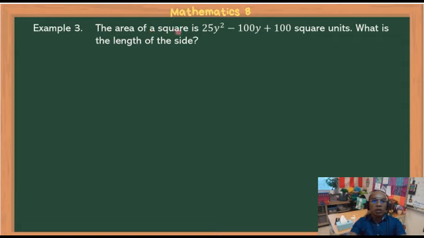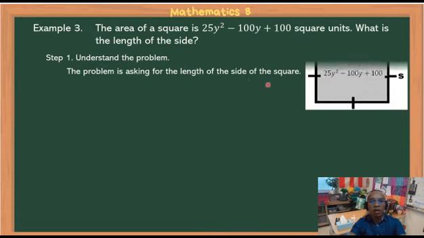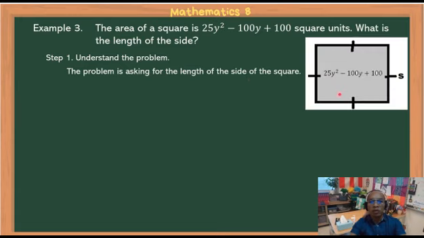The area of a square is 25y squared minus 100y plus 100 square units. So what is the length of the side of the square? This problem is asking for the side of the square. And we all know that a square is a polygon whose sides are the same or equal. And the shaded part is the area. It is represented by an expression which is 25y squared minus 100y plus 100.